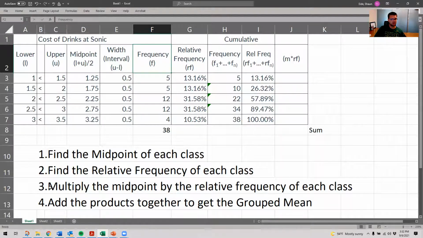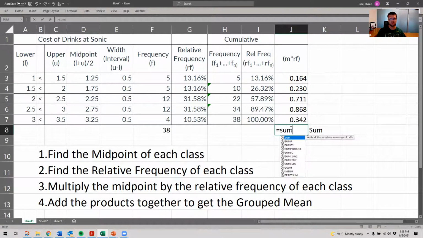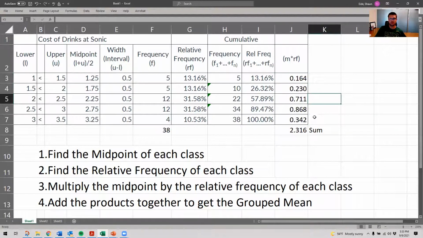And so the next step we need to do is multiply the midpoint by the relative frequency of each class. Okay, so we're going to do equals the midpoint multiplied by the relative frequency, and we're going to drag this down. Okay, so we've got the midpoint multiplied by the relative frequency. Make sure you don't do the cumulative relative frequency. Do the midpoint multiplied by the relative frequency. And now we're going to do equals sum, and there we go. And this right here is the sum of all of the midpoints multiplied by the relative frequency.